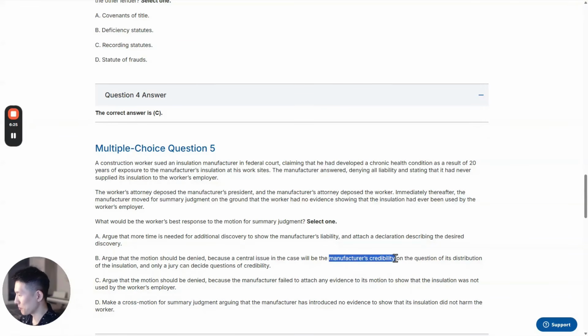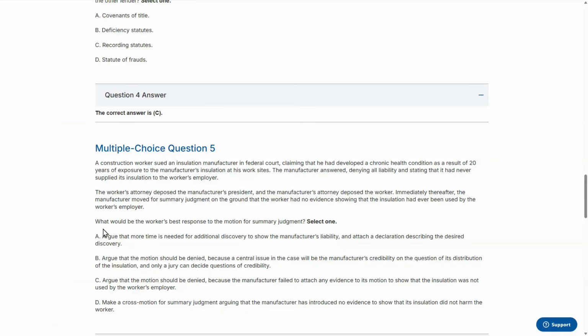Option B, argue that the motion should be denied because a central issue in the case will be the manufacturer's credibility on the question of its distribution of the installation, and only a jury can decide questions of credibility. Option C is to argue that the motion should be denied because the manufacturer failed to attach any evidence to his motion to show that the installation was not used by the worker's employer. And option D, make a cross motion for summary judgment, arguing that the manufacturer has introduced no evidence to show that its installation did not harm the worker.